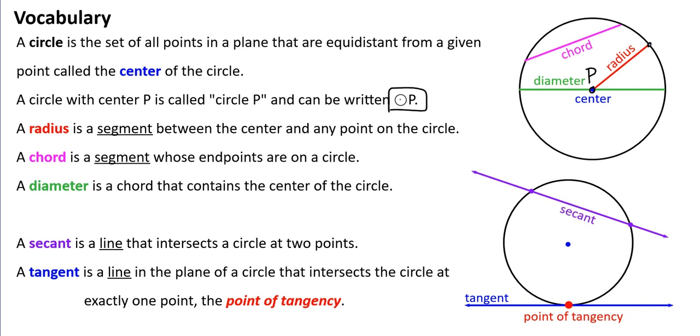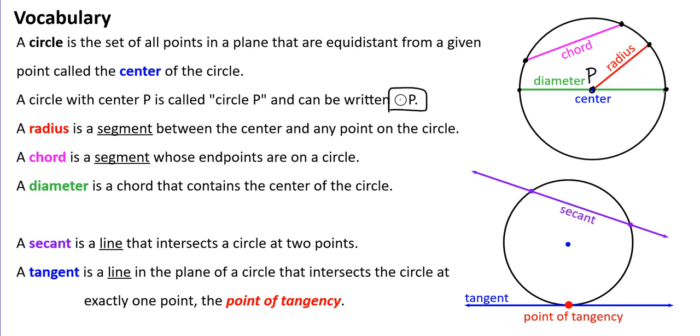Chord is probably a new word to you. Chord is a segment that connects any 2 points on the edge of the circle. So the endpoints of the chord are on the circle. A diameter is a special chord. It's a chord that includes or contains the center of the circle. So a diameter is a type of chord.